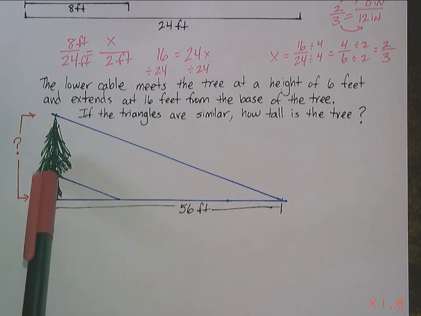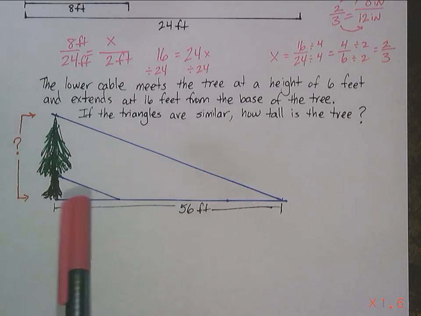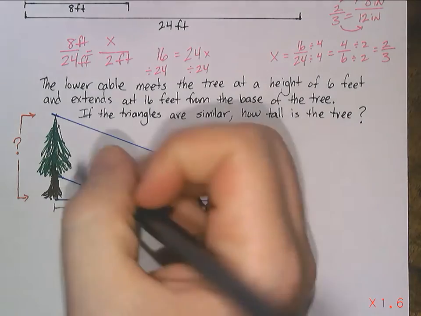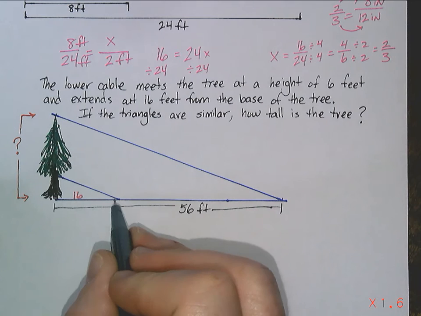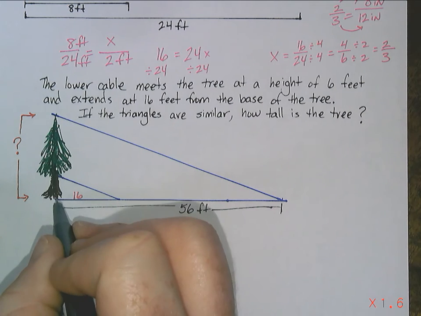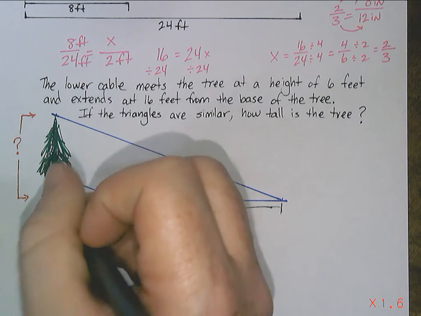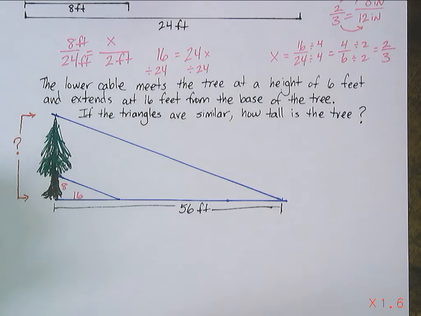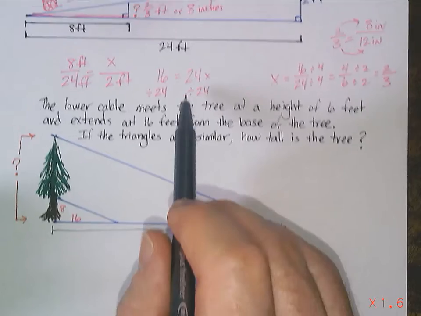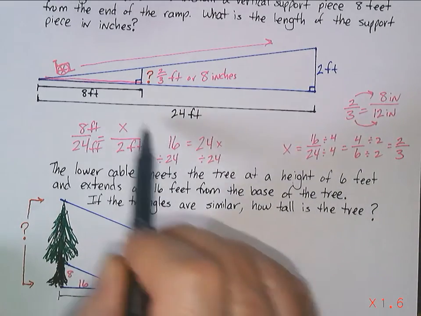So this is 6 feet high, but it's 16 feet long from the base. So this is 16 feet from the base to about here. And then from here to here, this is 8. I'm not sure where to put it, but that's basically going to be 8 right there. That's the height. So what we want to do is very similar to what we did up here in our proportion.